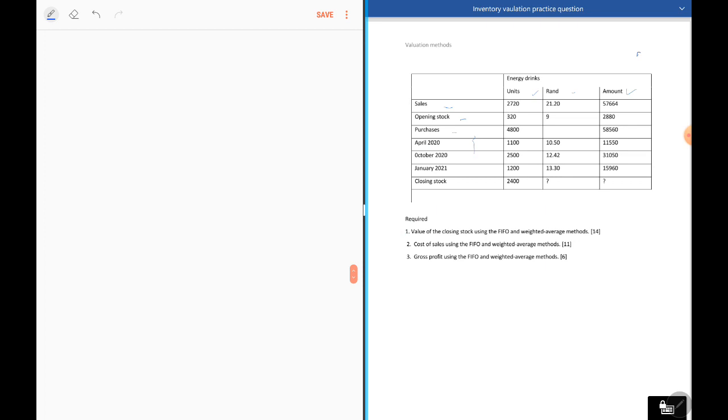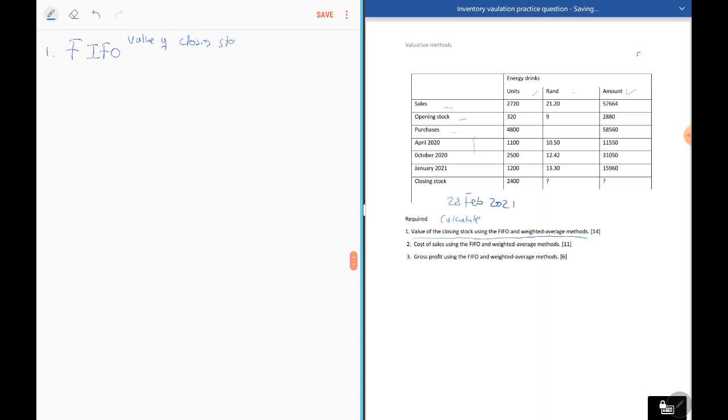Number one says value of the closing stock. Assume that the financial year ends at 28 February 2021. We are required to calculate the value of the closing stock using the FIFO and weighted average method. So you must first calculate the value of closing stock using FIFO and weighted average. Let's start with FIFO. We're calculating the value of closing stock, not the number of units. You want to calculate how much is the cost of the closing stock.